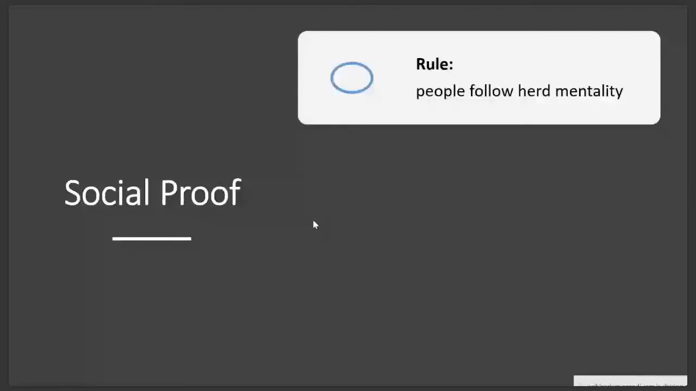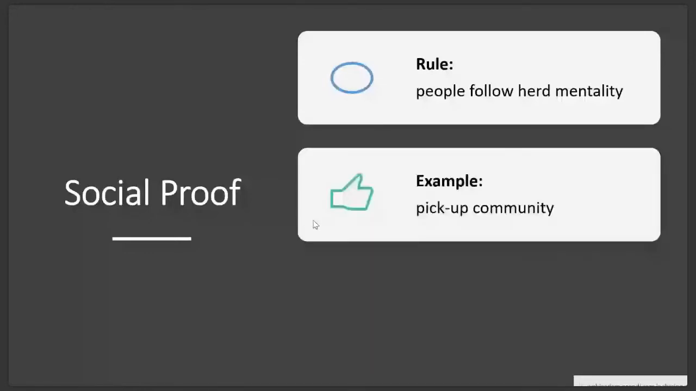Social proof. This is a very good one. People are herd animals and they follow the herd mentality. So if everybody else is doing it, there's a better chance that I would do it. So an example, I used here the pickup community. Now, the pickup community is a group of people who focus on techniques and strategies to pick up and seduce women, which is obviously not something that I agree with, but I guess there are people out there that are looking for some skills and some confidence to be able to seduce women.